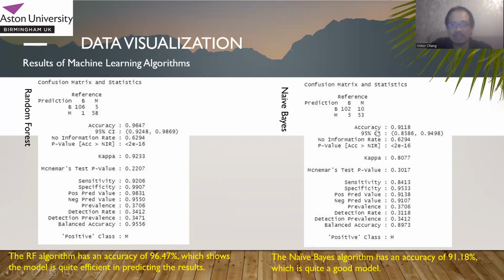And in this case, if you're running the naive Bayes, the accuracy is 0.9118 with a 95% confidence interval, and then with very small p-values. So in a way, we can then get a confusion matrix and statistics to show the results. And random forest has a better accuracy.